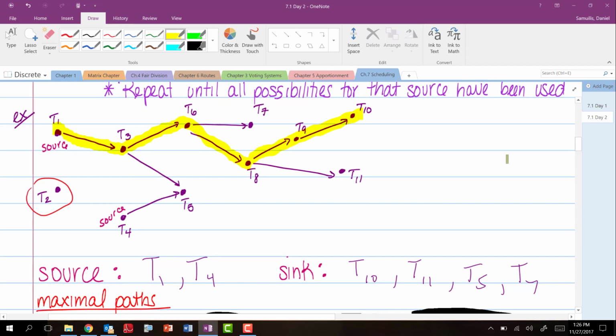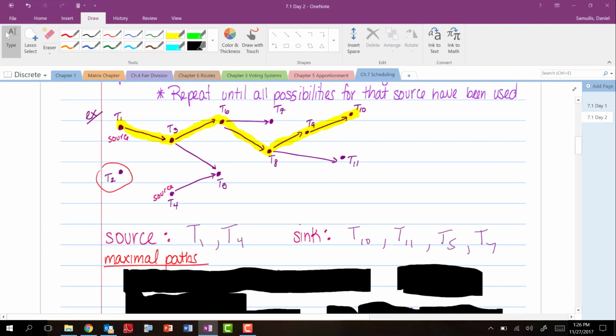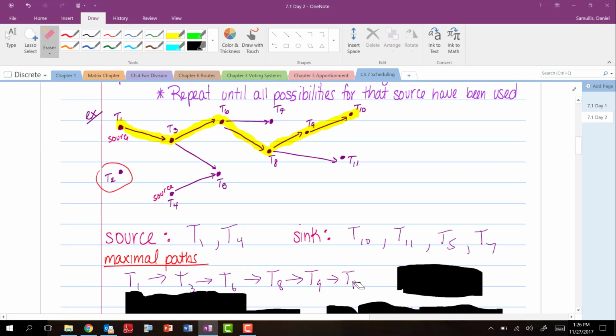I picked the longest. I started at a source and I ended at a sink. So that is what's called a maximal path, and you list that as a listing of vertices: T1 to 3 to 6 to 8 to 9 to 10. So just exercising the verbiage. And then here's a smaller one. T4 to T5 was a very small maximal path. I had to put my socks on before I put my shoes. T4 to T5. And then of course there are others that I'm not going to highlight.